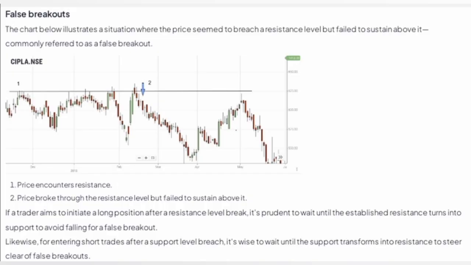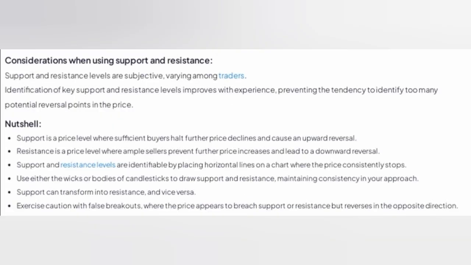If a trader aims to initiate a long position after a resistance level break, it's prudent to wait until the established resistance turns into support to avoid falling for a false breakout. Likewise, for entering short trades after a support level breach, it's wise to wait until the support transforms into resistance to steer clear of false breakouts.